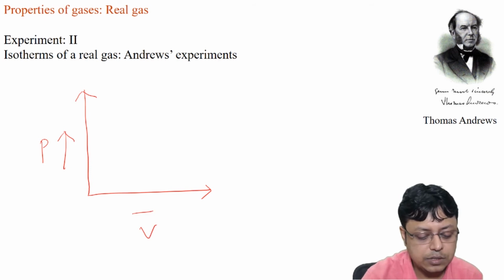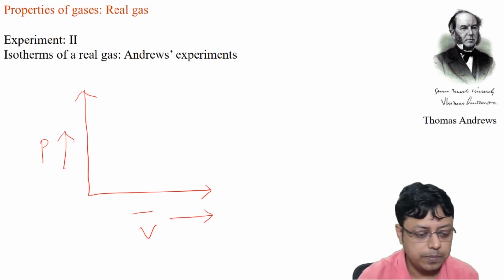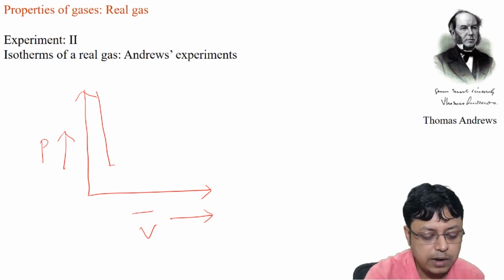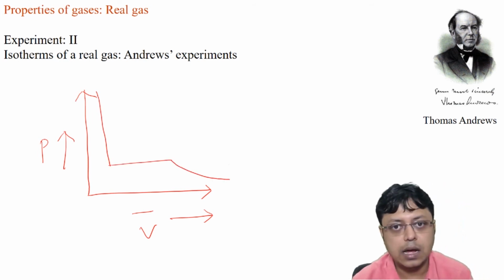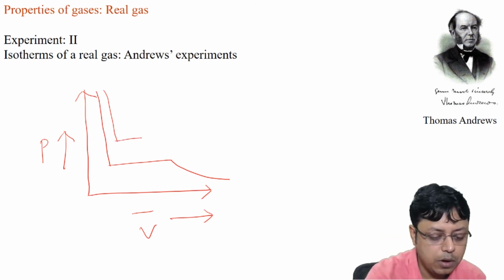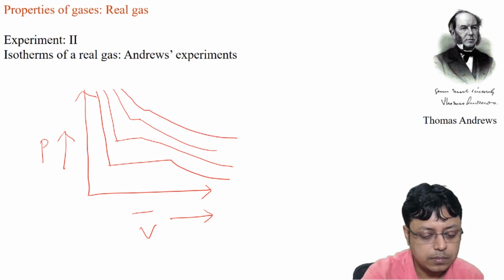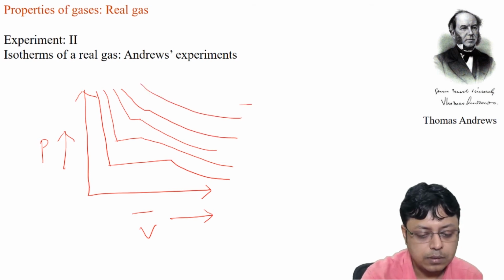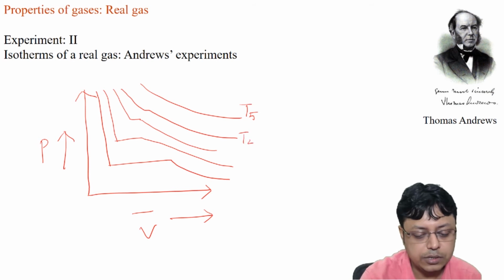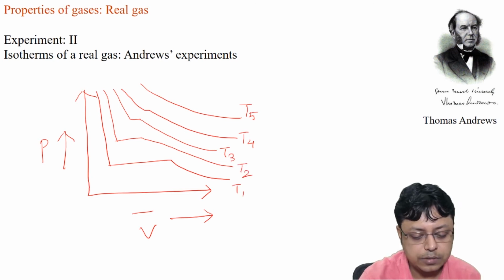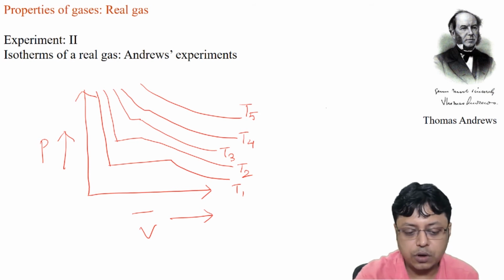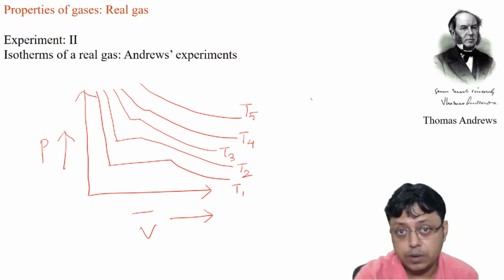As before, it is an isotherm, so it's a pressure volume curve, but the nature of the curve is very different from what we see in the ideal gas behavior. Now here I plot the pressure volume curve at different temperatures. I chose 5 different temperatures, and as before, T5 is the highest temperature and T1 is the lowest temperature. Now let us first talk about the isotherm at T1.